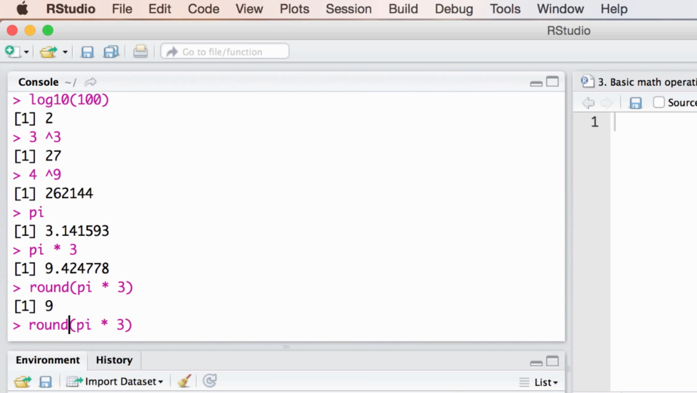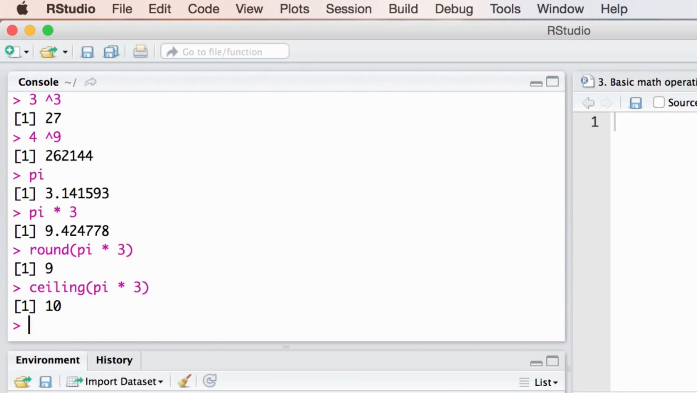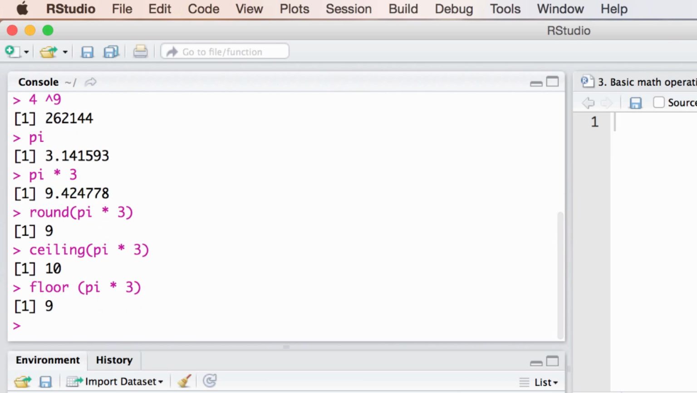Suppose I want to round it to the nearest higher integer, I can do something like ceiling, and that will give me the higher integer. If you always want to get the lower integer, there is a function called floor for it, and that will give you the nearest lower integer that is closest to 9.42. So if I do this, it will give 9.